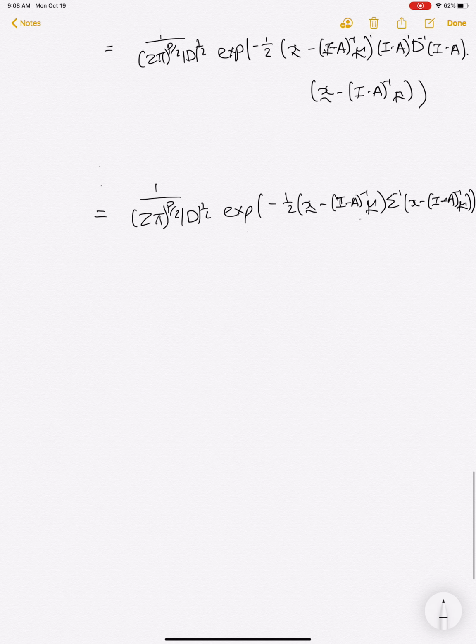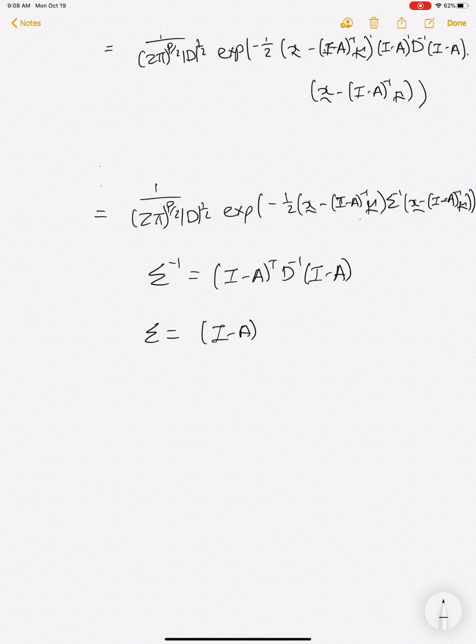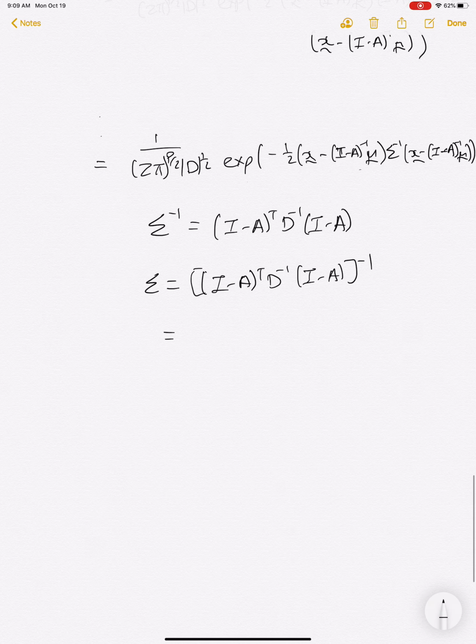Okay, so this looks exactly like the form of the multivariate normal now. We have that sigma inverse equals (I minus A) transpose D inverse (I minus A). And if you actually invert this, using properties of inverses of matrices, that is equivalent to (I minus A) inverse D (I minus A) transpose inverse. And so that's exactly what we get up here.